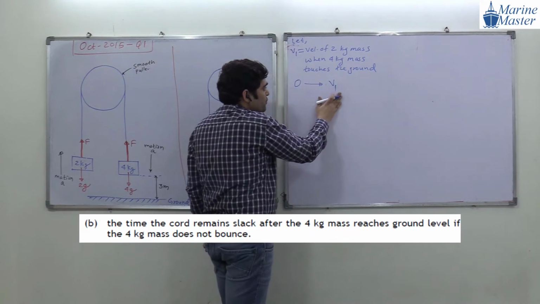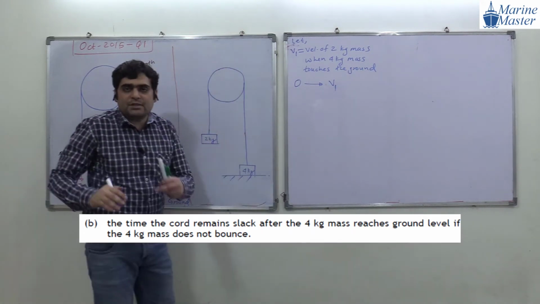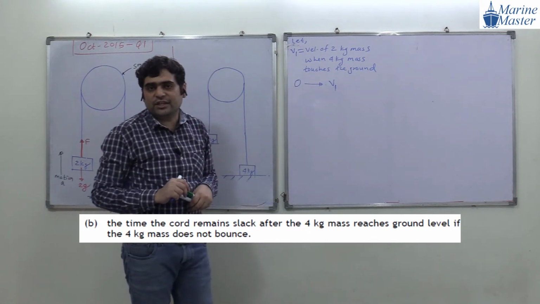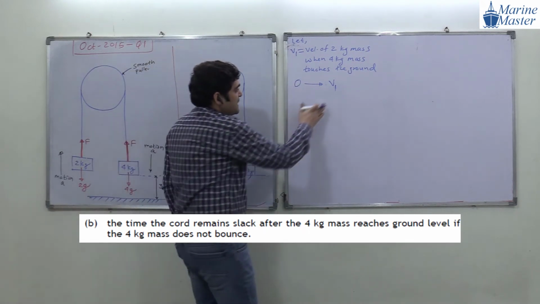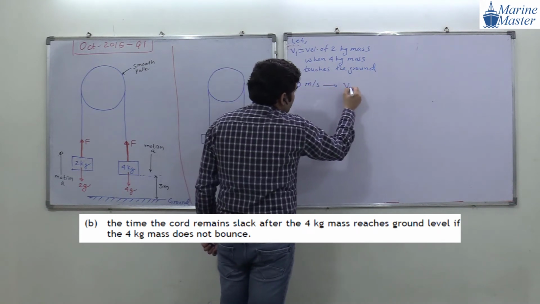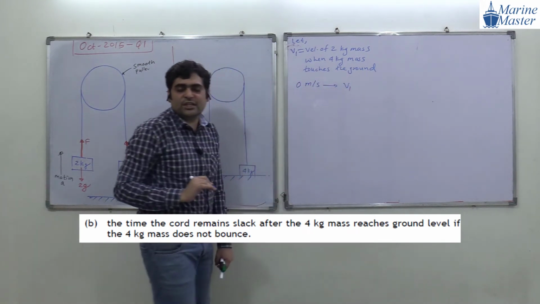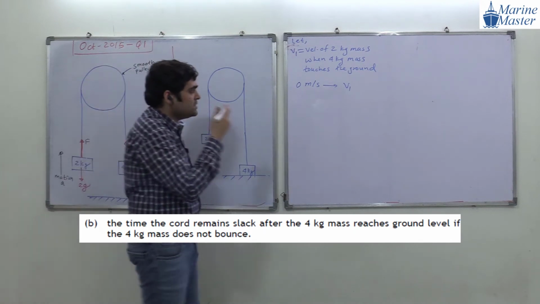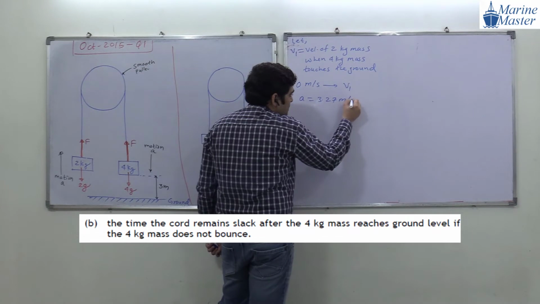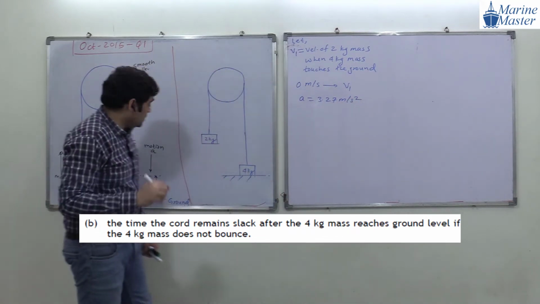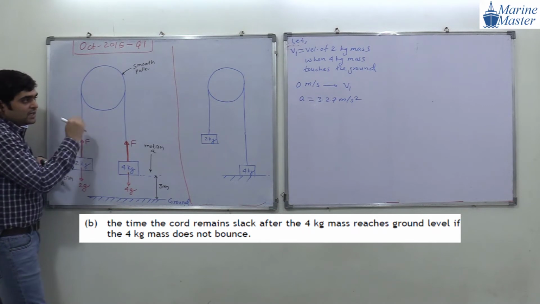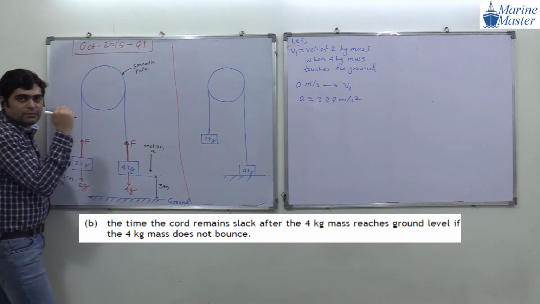0 velocity to v1. After v1, the story is different. Till 0 to v1, what is the acceleration here? From 0 meter per second to v1, what is the acceleration, guys? Same, 3.27 meter per second square. I am talking about this scenario: from 0, we are achieving up to v1, till reaching v1 velocity.